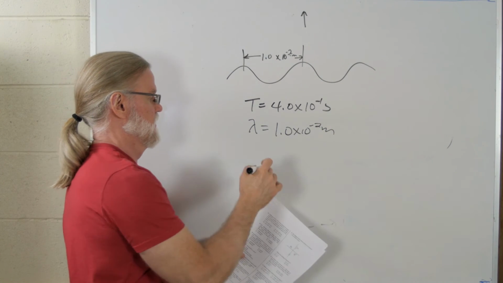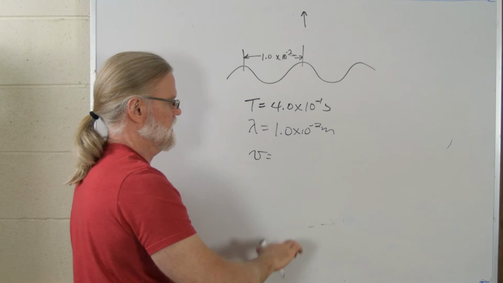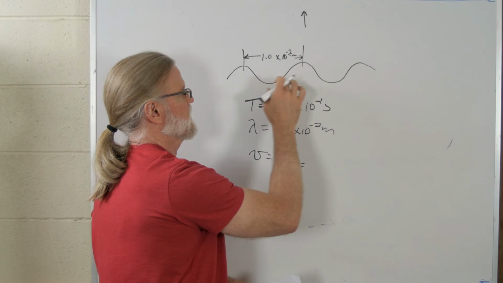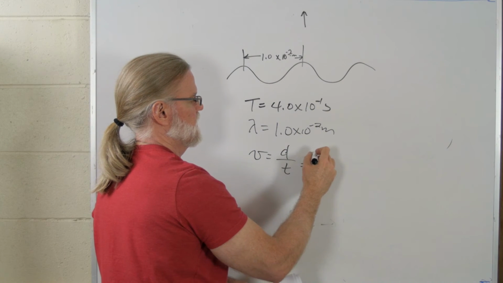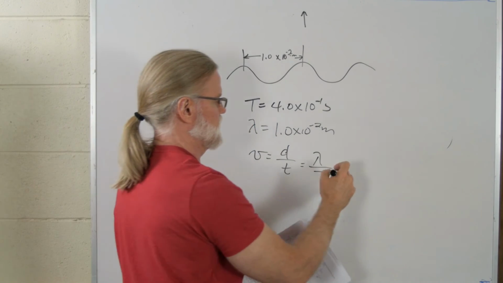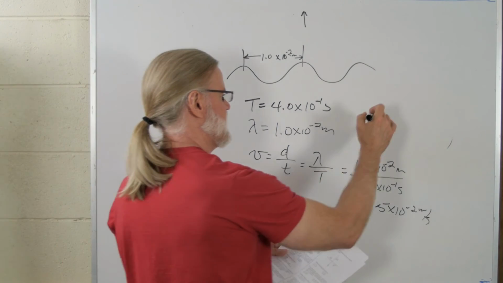What is the speed of the wave? How fast is it going? Speed in general equals distance divided by time. Well, the distance from there to there is the wavelength, and the time it takes to repeat that motion is a period. That looks like choice 3.